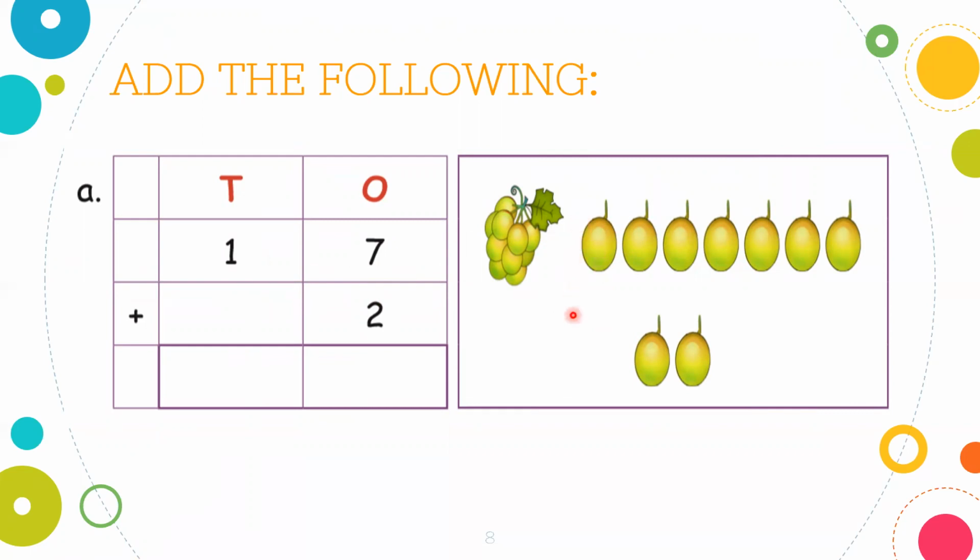Then we will be adding these single grapes. Okay, this is 1, 2, 3, 4, 5, 6, 7, 8, 9. We have added the single grapes. How many we got? Yes, we got 9. And this was 10. So we have 1 ten. So in tens place we will write 1. That is 1 ten. And 9 ones will give us 19.